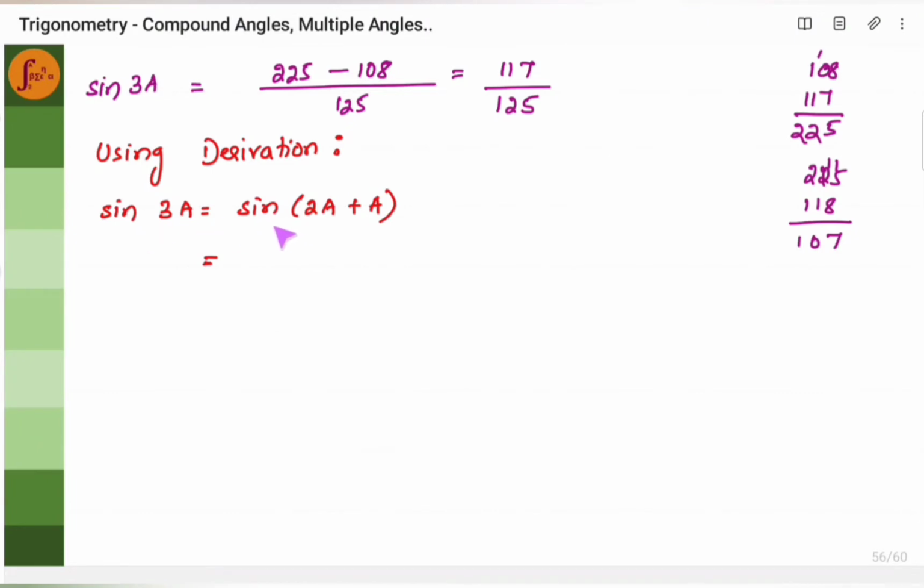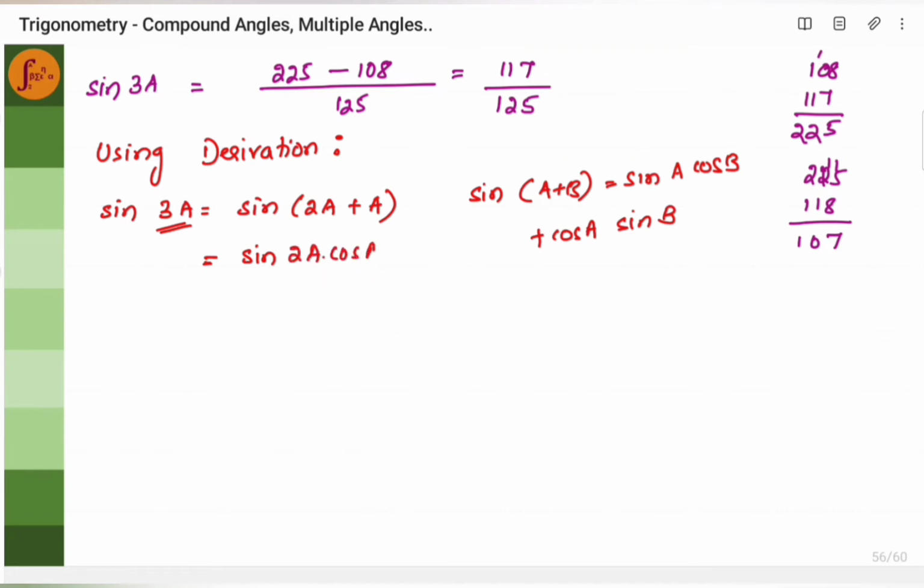Sine 3A can be written as sine 2A plus A, because we need to find sine 3A. Use the sine A plus B formula. What is sine A plus B? It is sine A cos B plus cos A sine B. This anyway you'll have to remember. So it will be sine 2A cos A plus cos 2A into sine A.